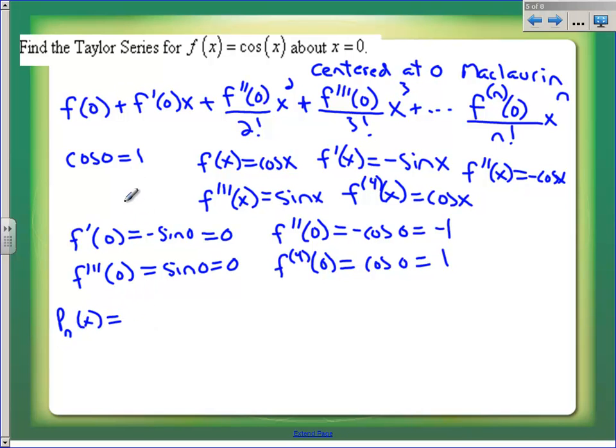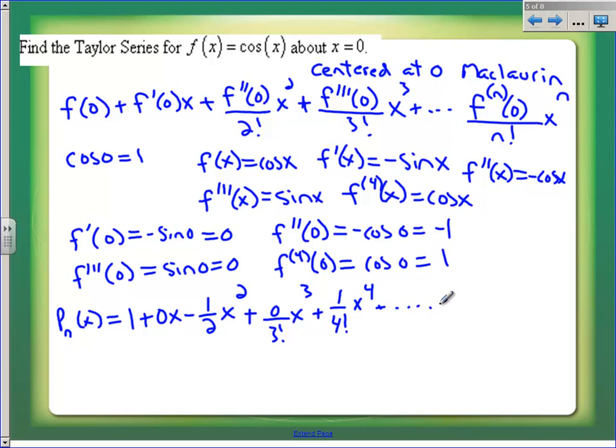is f of 0, well, that's 1, plus f prime of 0 times x. I'm going to go ahead and write this in there. f prime of 0 was 0 times x. And then plus f double prime of 0, which was negative 1, over 2 factorial times x squared. And then plus the third derivative over 3 factorial times x cubed. And then plus the fourth derivative, and that would be over 4 factorial times x to the fourth.